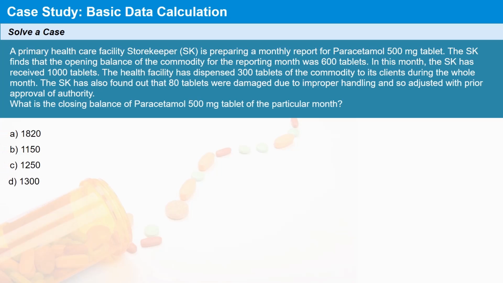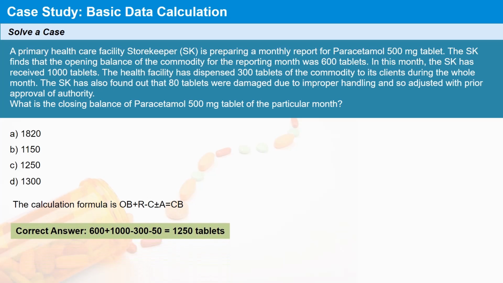The options are provided for you on the screen. The calculation formula for closing balance is opening balance plus received minus consumption minus adjustment. The correct answer is 1250 tablets. On the screen, you can see how we calculated the result.